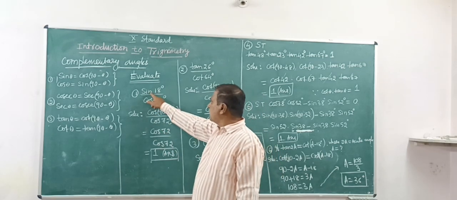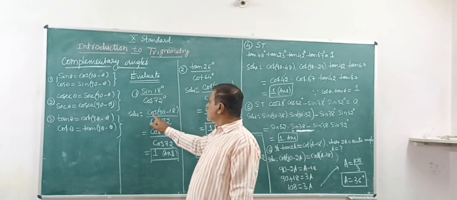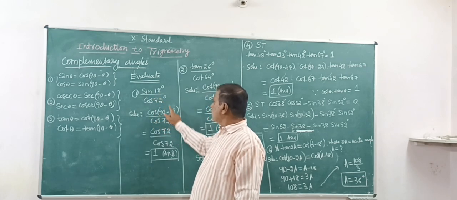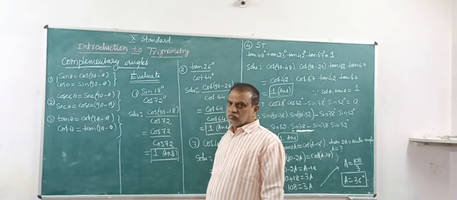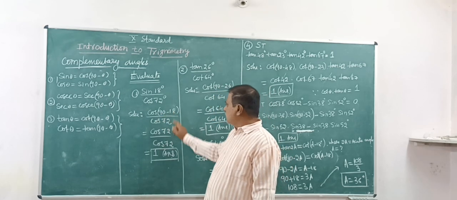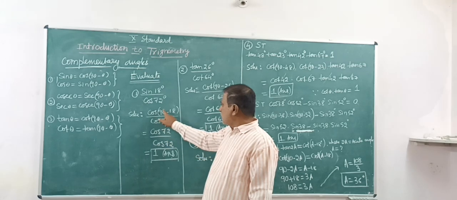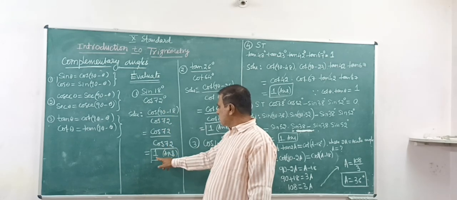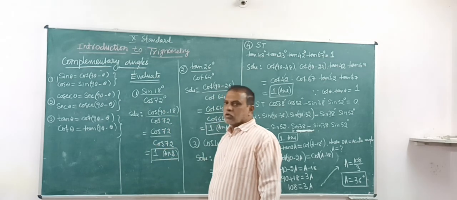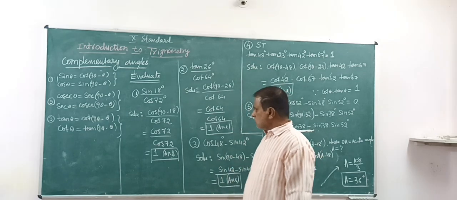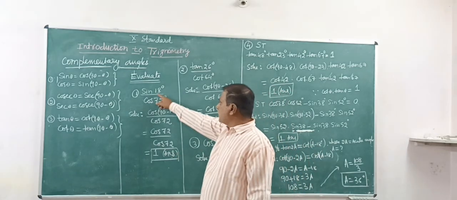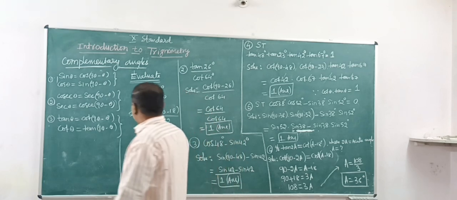Look at that, sine 18, or sine theta, equals cos of 90 minus theta. Here 18 is in place of theta, so cos of 90 minus 18. 90 minus 18 is 72. So cos 72 divided by cos 72, the answer is 1. Cancel. Thus we get the answer 1. This is the value of this function.